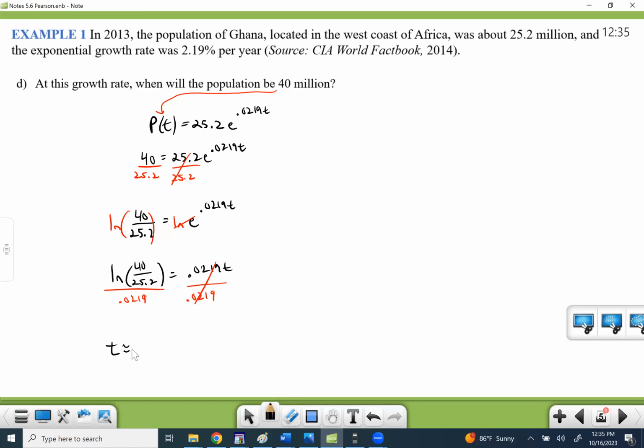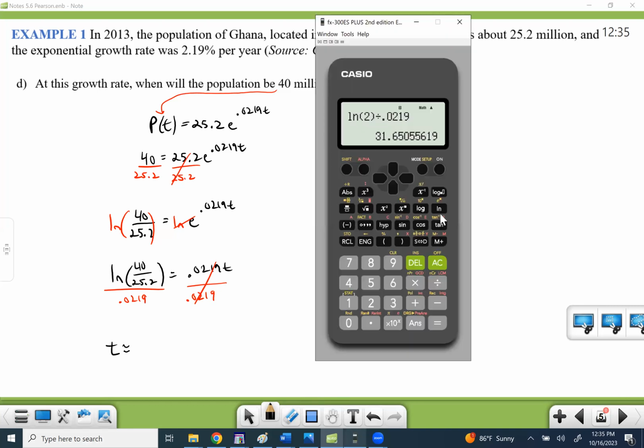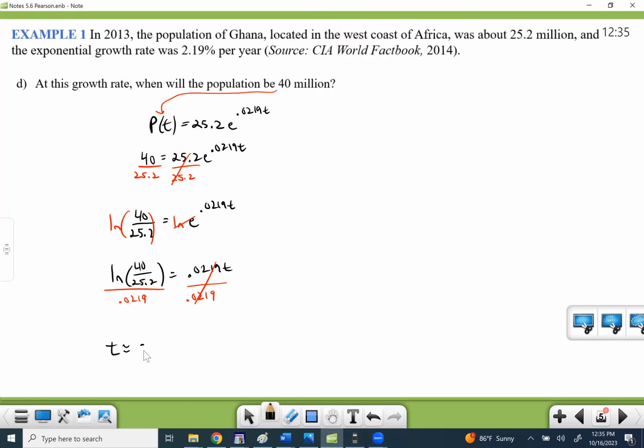All right, natural log of 40 over 25.2, and this whole thing is divided by 0.0219. That gives 20.557. How about we just put 20.6? We expected something smaller than 31.7, so this sounds about right.